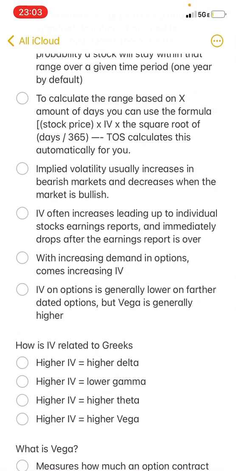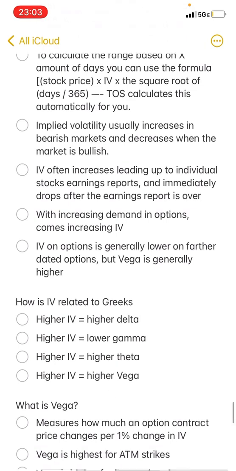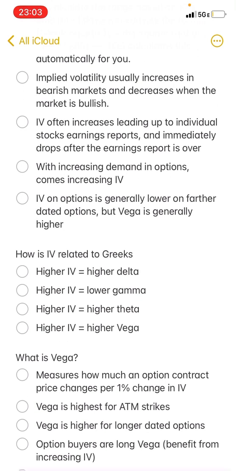So implied volatility usually increases in bearish markets, right? Which we saw here recently in January and February and March of 2022. VIX was going up across the board. IV on individual stocks was going up, right? Tesla's IV was going up, right? And it decreases when the markets are more bullish, right? That's just how it is, generally speaking.